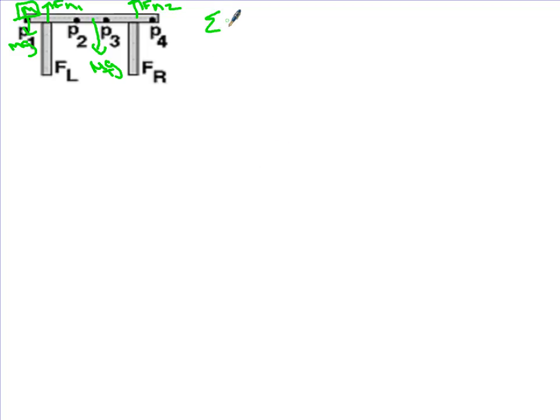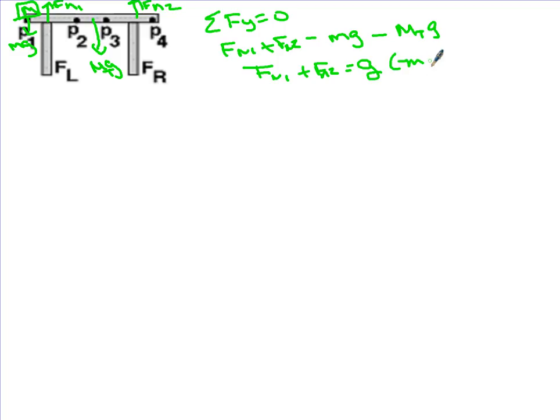So I need the sum of the forces in Y to be 0. So I have Fn1 plus Fn2 minus mg minus mass of the table times g. So it looks like the two normal forces, Fn1 plus Fn2, have to equal gravity times the sum of the masses. That kind of makes sense. But that's not enough to give us our answer.